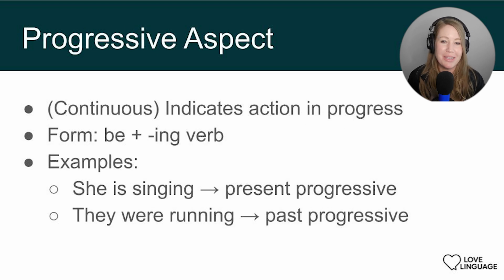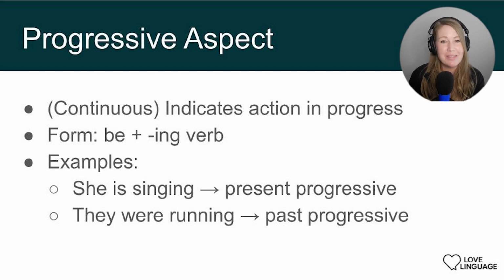Starting with the progressive aspect, also called continuous, the progressive shows that an action is in progress, something that's happening right now, or was happening over a period of time. It's pretty easy to spot. It's a form of the be verb plus an ing verb. For example, she is singing. Is is the form of the be verb, and singing is the ing verb, right?